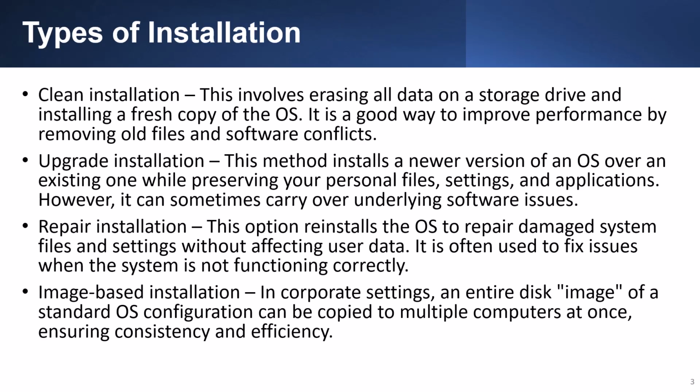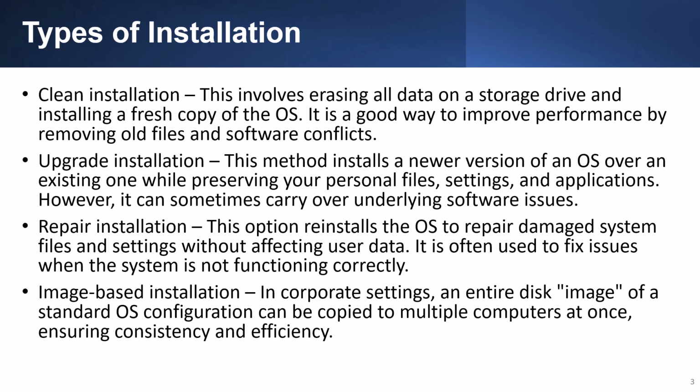The types of OS installation include the following. Clean installation. This involves erasing all data on the storage drive and installing a fresh copy of the operating system. It is a good way to improve performance by removing old files and software conflicts. Upgrade installation. This method installs a new version of the OS over an existing one while preserving your personal files, settings, and applications. However, it can sometimes carry over underlying software issues.